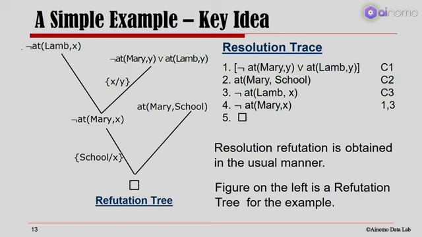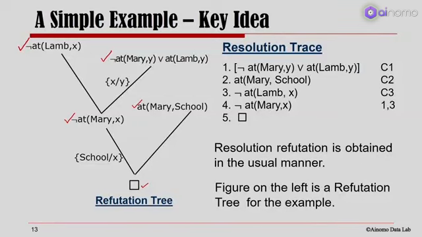So here is the negation of the goal, not at lamb comma x, and here is the statement saying the lamb goes wherever Mary goes. From that I have not at Mary comma x, and then I know Mary is at the school. So using a substitution which is school for x, I have the empty clause. This was about getting to the proof of the statement that there is some place where the lamb is.